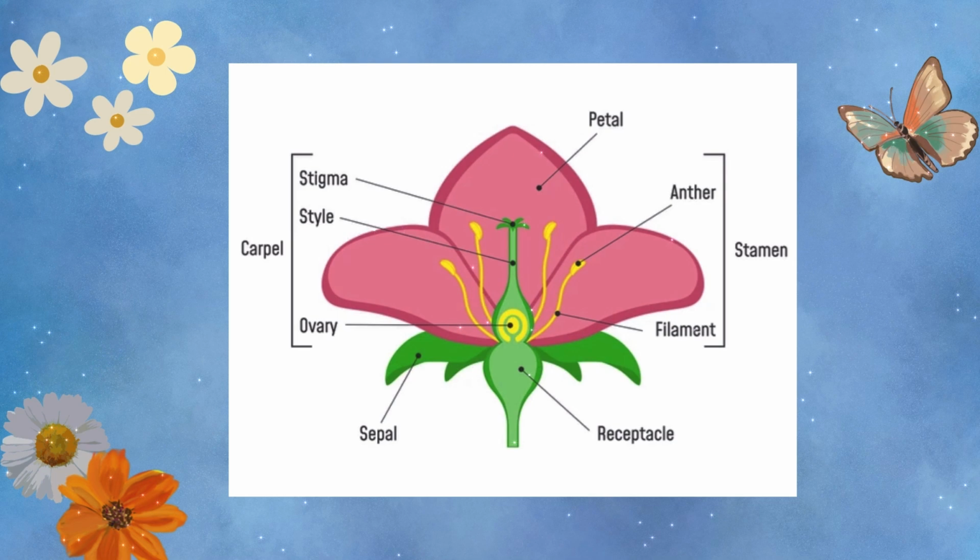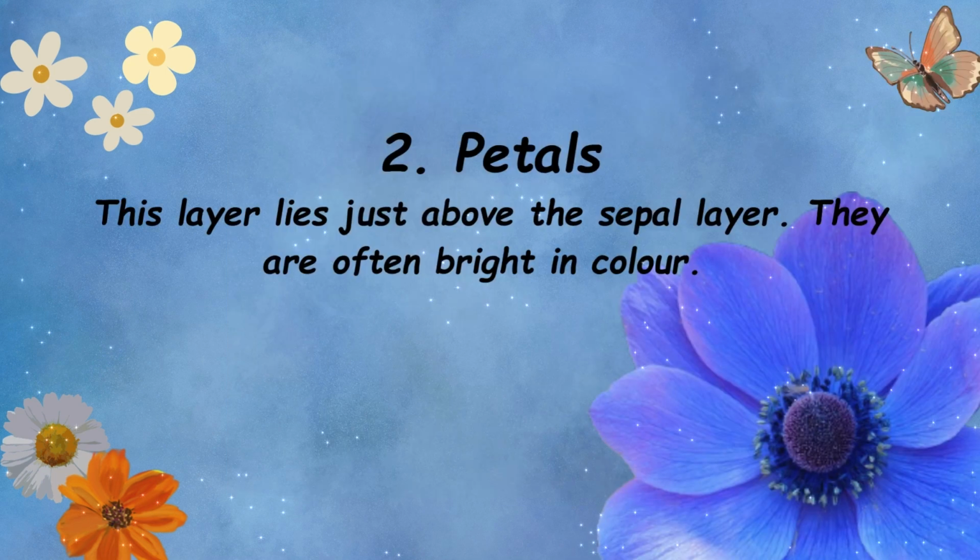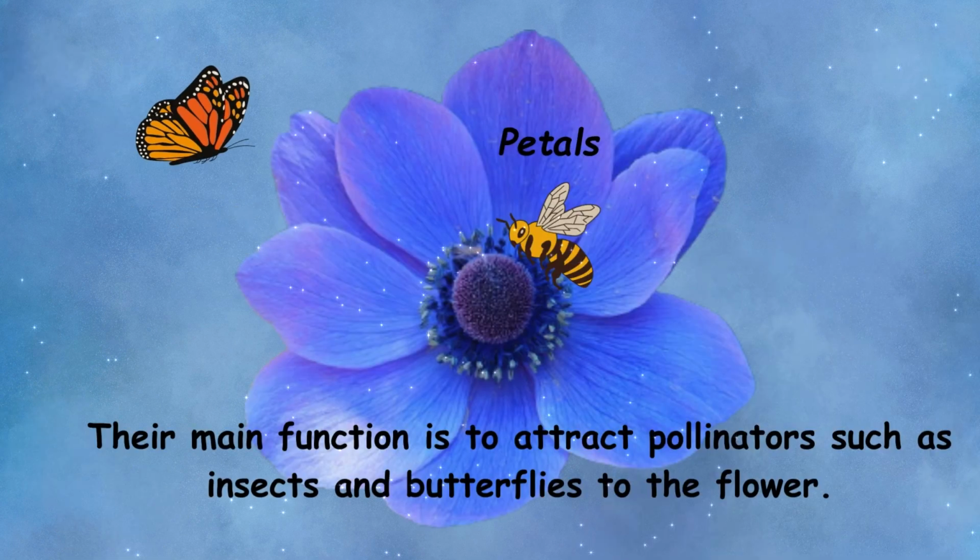Next are petals. This layer lies just above the sepal layer. They are often bright in color. The main function of petals is to attract pollinators such as insects and butterflies to the flower.